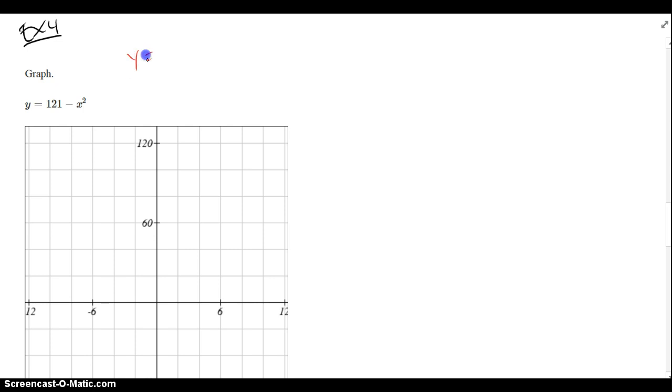Again, it looks like it's of the form x squared plus c, but notice there's a negative in front of the x squared. So I would rather write that as a negative x squared first, and then the positive 121 that's with it. That way I can clearly tell that this is an upside down parabola because it's a negative x squared, and that it was shifted all the way up to 121.